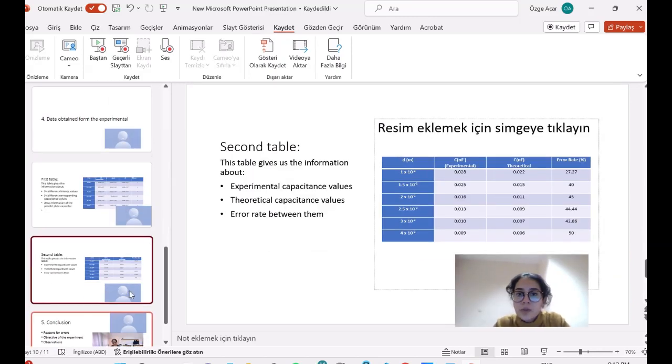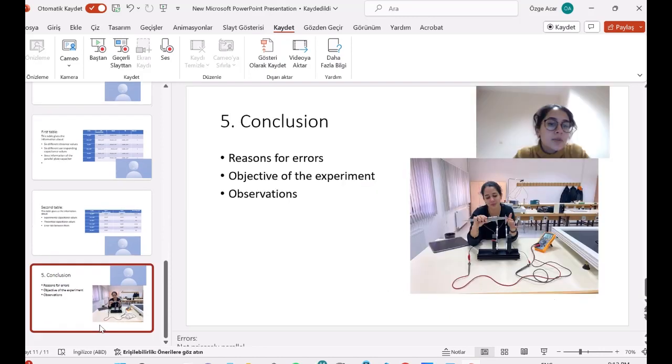And here you can see in the second table the experimental capacitance values and the theoretical capacitance values and the error rate between them. So in conclusion, I will explain the reasons of my errors, objective of this experiment and observations. So there were some things that cause errors.